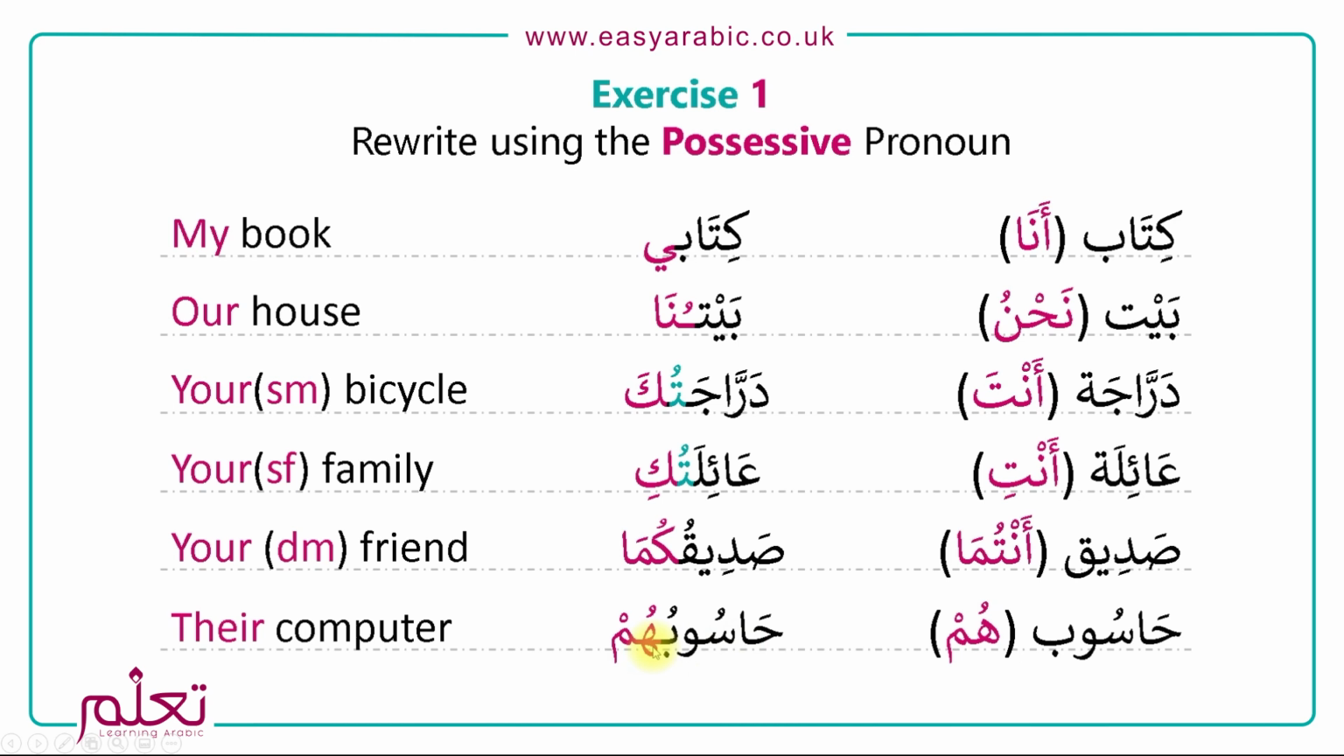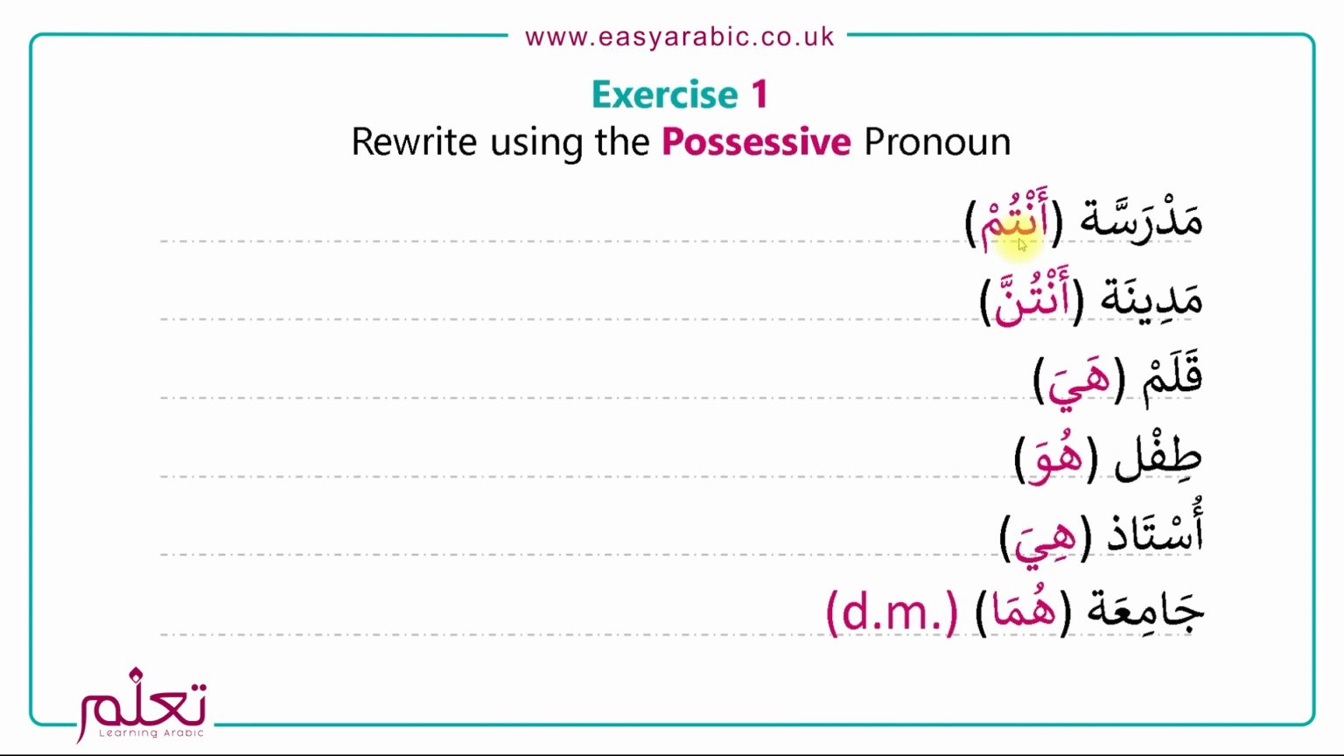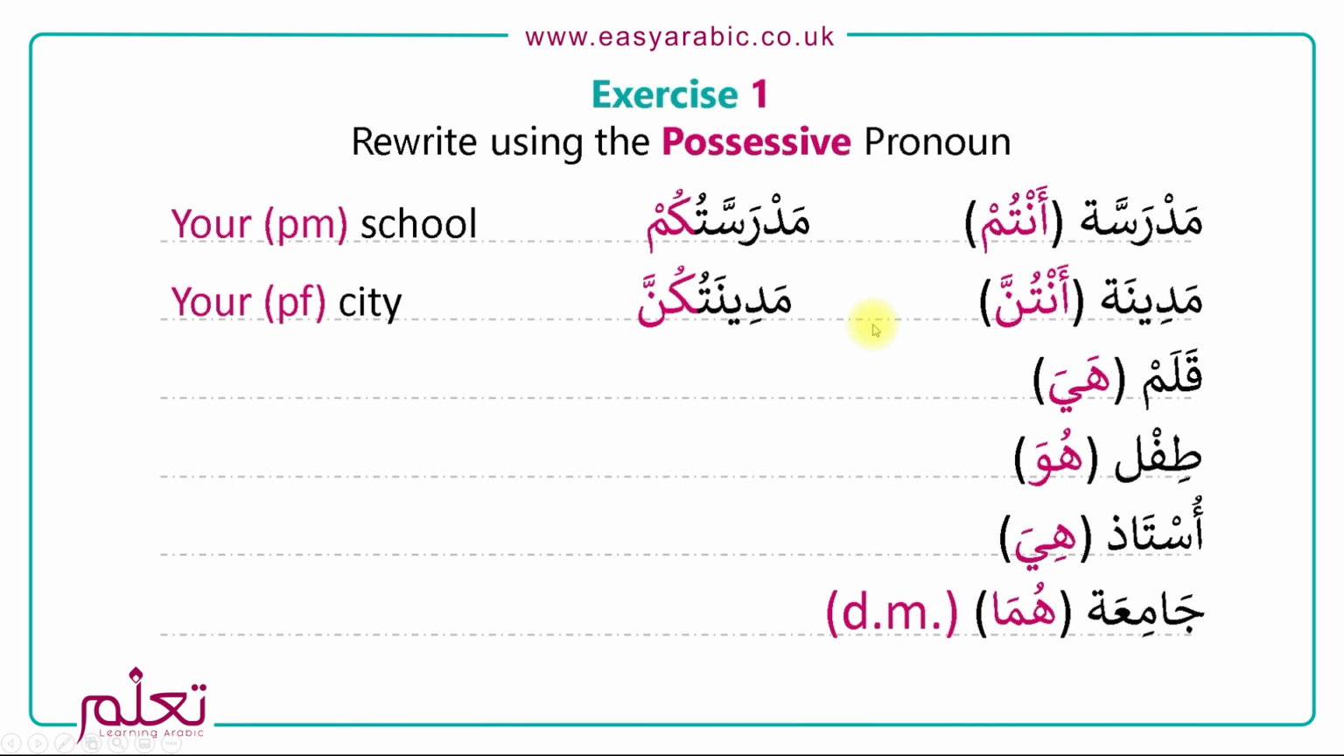Okay, so the next one is madrasa, and then antum would be your school would be madrasatukum. Next one is madina, antunna, so we're talking about your females only. City would be madinatukunna. Next one is qalam, here is her pen. Would be qalamuha. Tifl is child, so huwa is he, his child would be tifluhu.